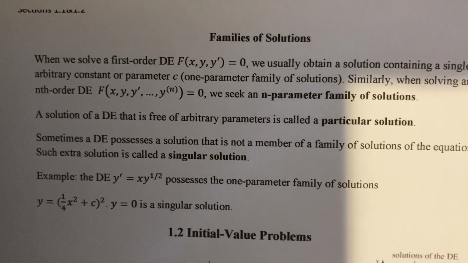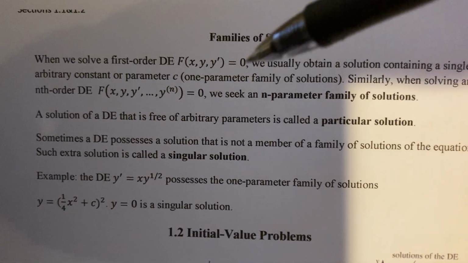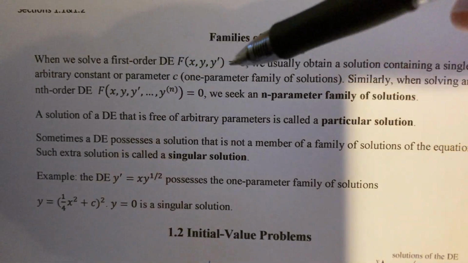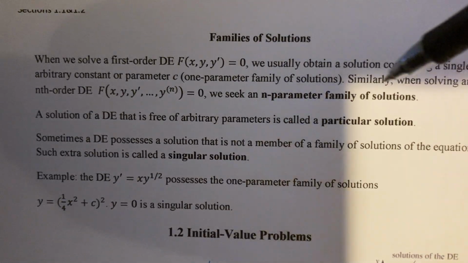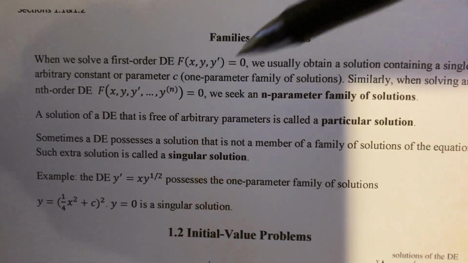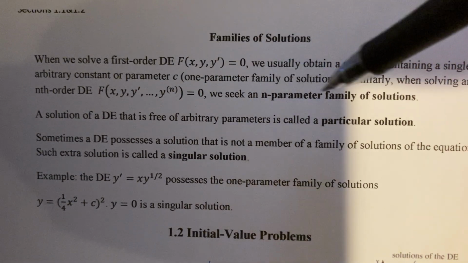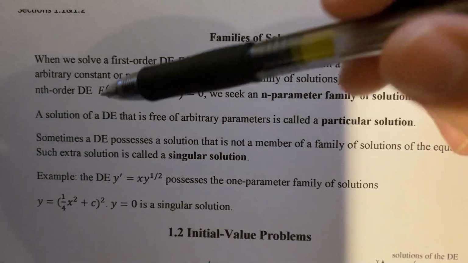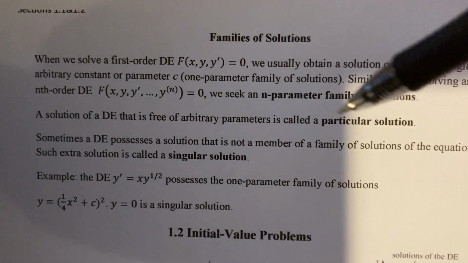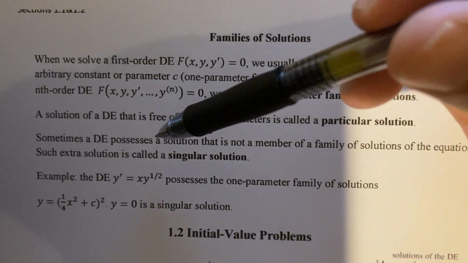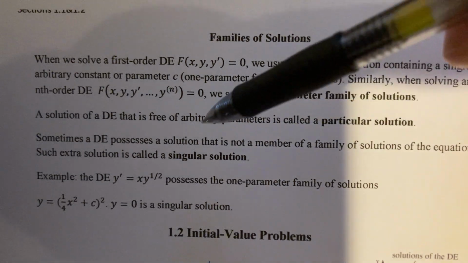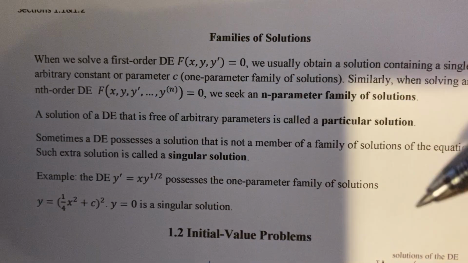So when we talk about families of solutions, when we solve a first-order differential equation, we usually obtain a solution containing a single arbitrary constant or parameter c, a one-parameter family of solutions. Similarly, when solving an nth-order differential equation set equal to 0, we seek an n-parameter family of solutions. A solution of a differential equation that is free of arbitrary parameters is called a particular solution. Sometimes a differential equation possesses a solution that is not a member of a family of solutions of the equation. Such an extra solution is called a singular solution.